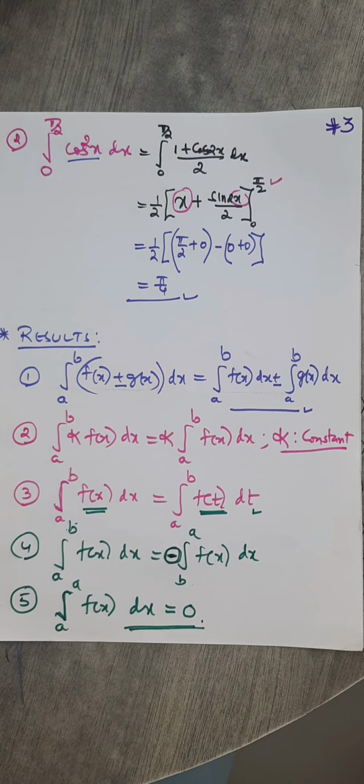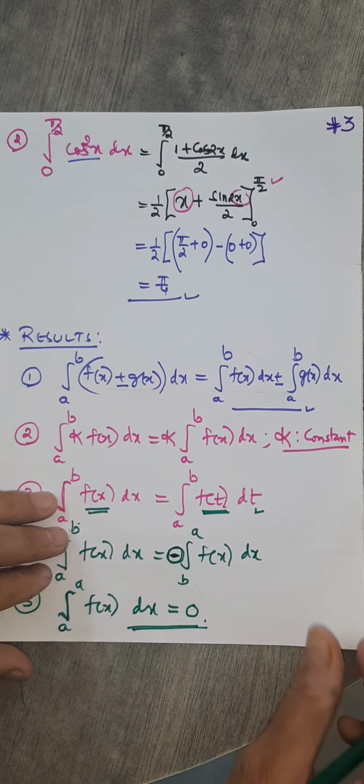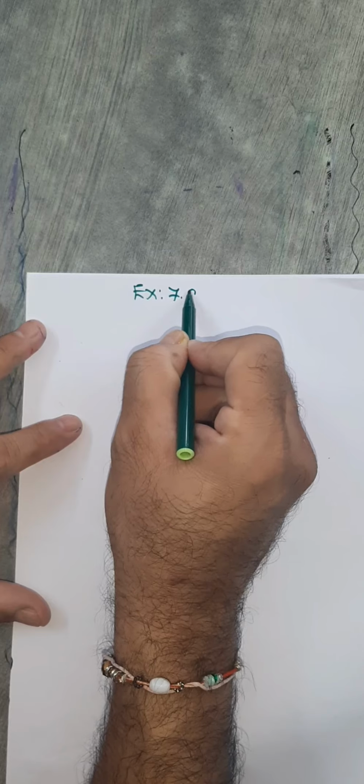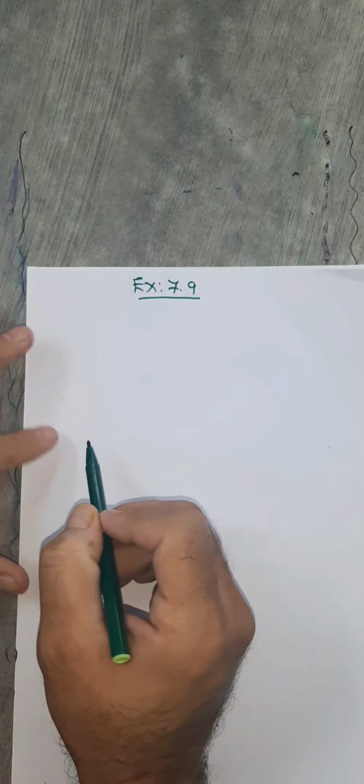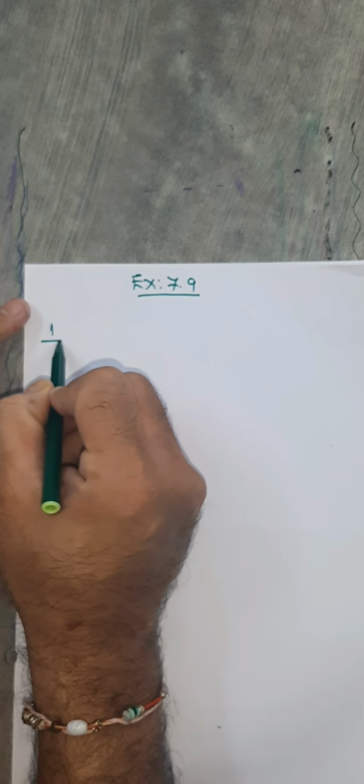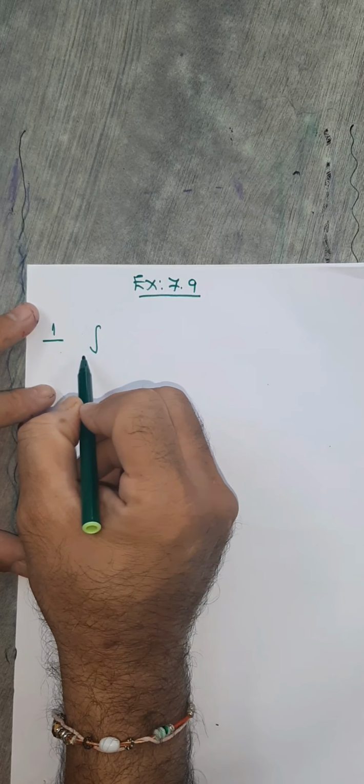With this information, we go to the next exercise, which is 7.9. It is purely based on indefinite integral. Okay, so exercise 7.9. I'll do some of the questions because you know the procedure here. It is just based on, remember, indefinite integral.